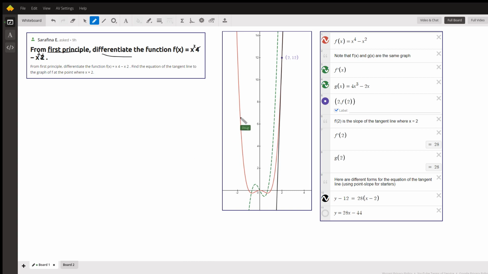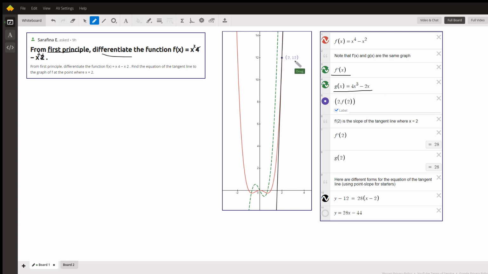This red graph is the graph of that function. It's an even function, so it's symmetric about the y-axis. The green dashed line is the graph of the derivative, f prime of x, and it turns out that that is the definition of the derivative right there for this function, 4x cubed minus 2x, which I got by using the power rule. Here's the point where x equals 2.